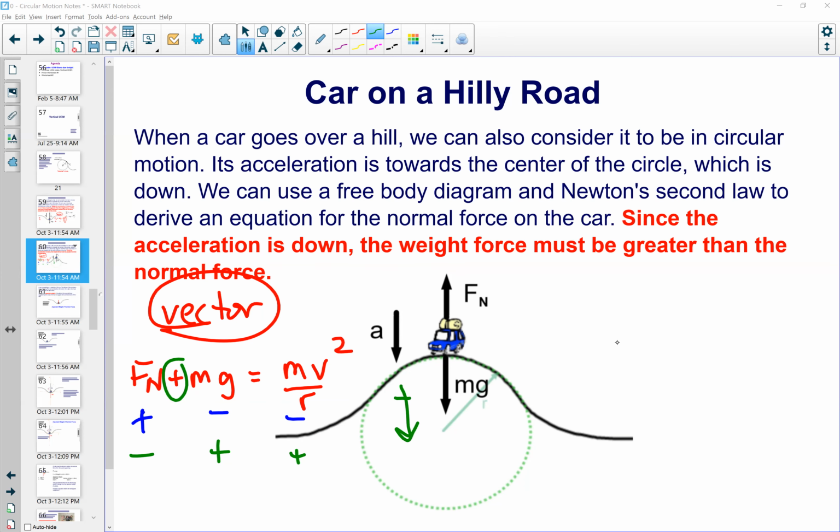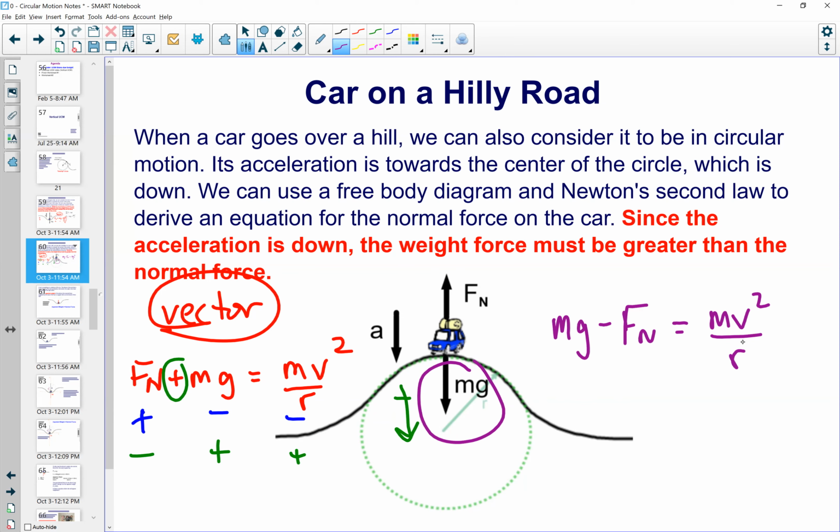For the other way, the way I would tend to do it, I would not use the vector method normally, just personally. It's just my personal preference. I would say, okay, in this case, we know that the acceleration is down, so this one has to be bigger. So I would say mg minus the normal force. Take the bigger one minus the smaller one. And then that's still going to be equal to mv squared over r. And now I don't want to add pluses and minuses for vectors in, because I'm not using a vector approach. I'm just using more of a conceptual approach.